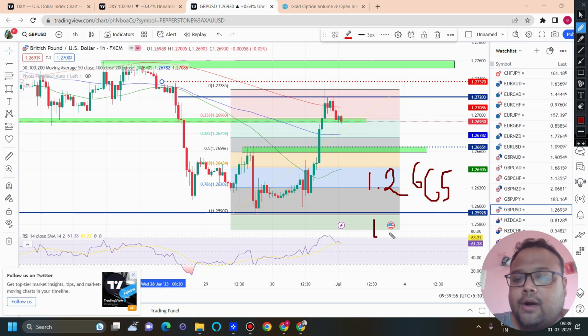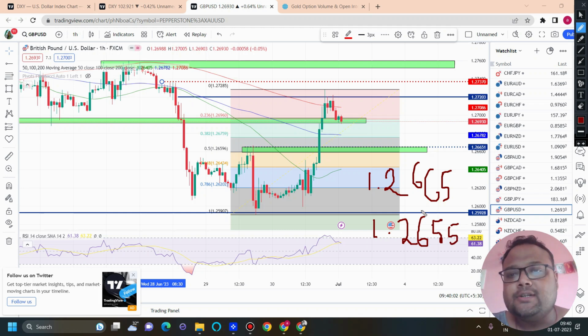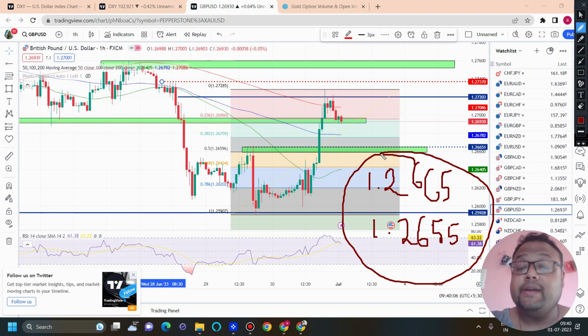1.2665 to 1.2655, or you can also consider 1.2660 as well. This is the best support on the chart of GBPUSD if GBPUSD comes for correction. See, correction and trend reversal are different things. If you see the market is coming down, but the volatility is not very high, you can expect 1.2665 to 1.2655 to work as the next support.